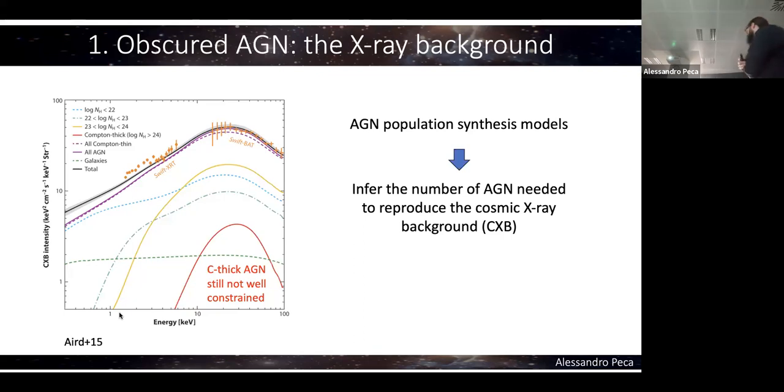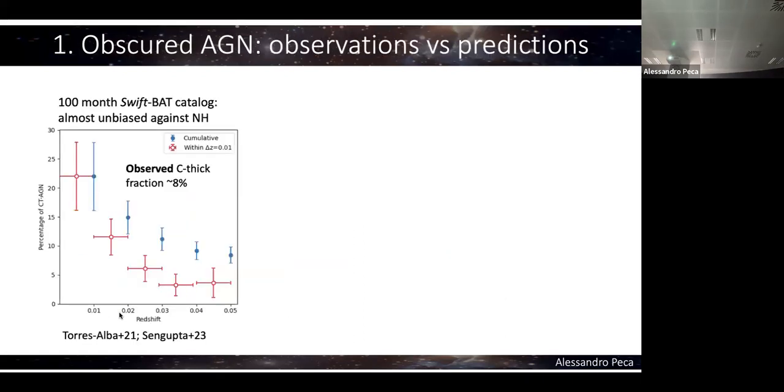Since we have AGN population synthesis models, we can predict the spatial density of all these AGN, and we can infer the number of them. But the point is, do we see them in observations? And the answer is no, not very well. This is just an example by Torres-Albà 21 and later updated by Dr. Ugo. The authors here took the 100-month Swift-BAT catalog, which is a very nice catalog if you're looking for obscuration, because Swift-BAT is able to collect photons up to more than 100 keV, which is super good if you're looking for obscuration.